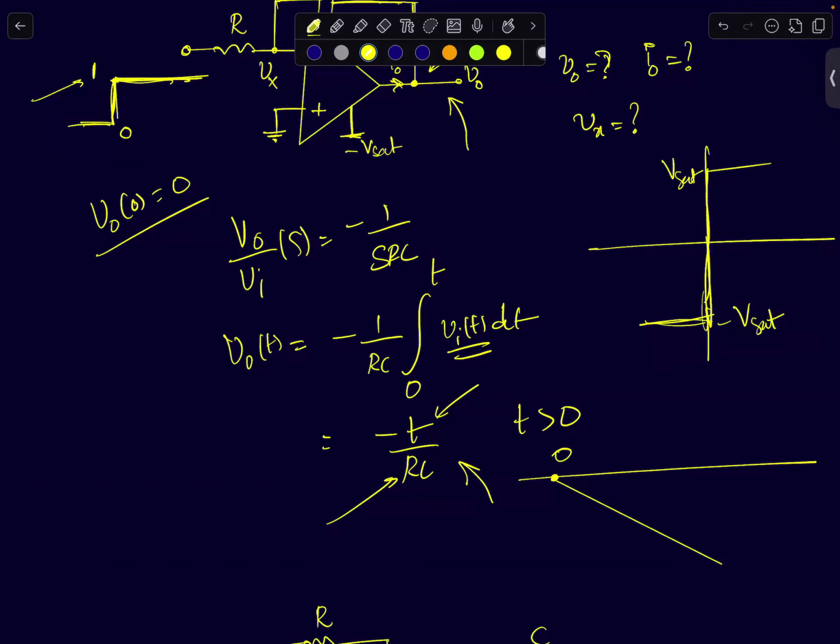It should be roughly Vsat times RC. As you keep increasing, when this node voltage, when T by RC becomes equal to minus Vsat, at that point your op-amp starts saturating. Then your output flattens out. So it reaches minus Vsat.